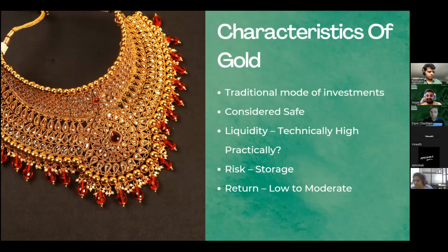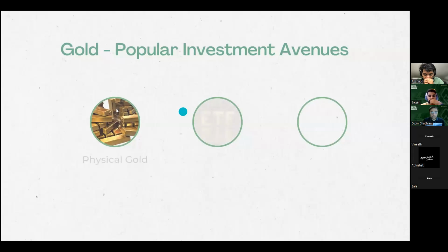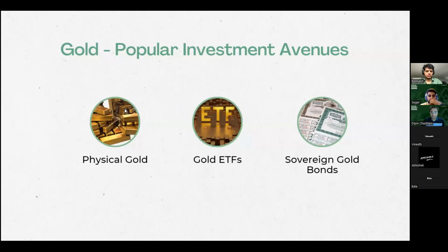So it's a traditional mode of investment, considered safe for sure, because gold has at least been increasing at the rate of inflation. And liquidity is high, I would say, because you can quickly get a gold loan, or you can quickly sell gold jewelry as well. So liquidity is very high. Risk is, I think, the storage part, because you have to keep it safe when it comes to physical investments. And return is low to moderate, I would say, because sometimes when the markets are performing well, the returns on gold are a bit less, and then it goes up to moderate. And gold investment avenues: physical gold, obviously you can buy, and you can buy gold ETFs as well, and sovereign gold bonds. So I'll just quickly mention what a gold ETF is.